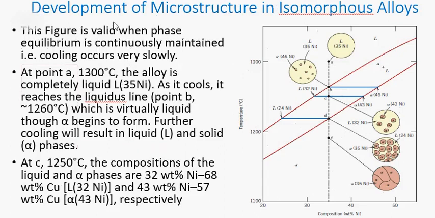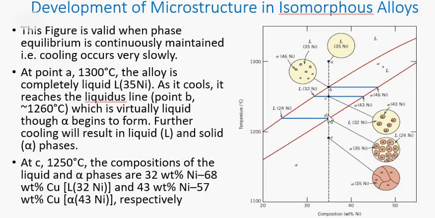Now we look at the development of microstructure in an example of isomorphous alloys, that of copper and nickel. At point A it is completely liquid. As it is cooled down vertically to B, it is virtually still liquid, but the solid alpha has just begun to form, though it is almost 99.9% liquid. As you move to C, the alpha has formed substantially, and the composition of the alpha is going to be 43% nickel, and that of the liquid is going to be 32% nickel.